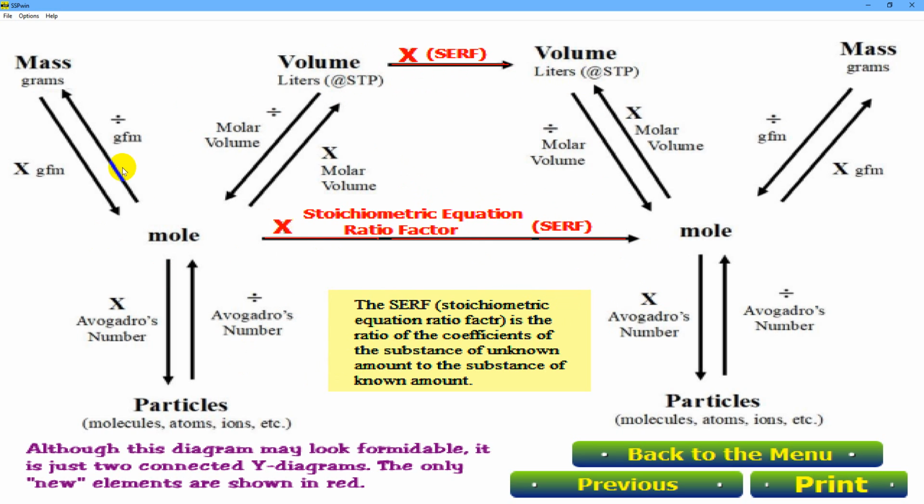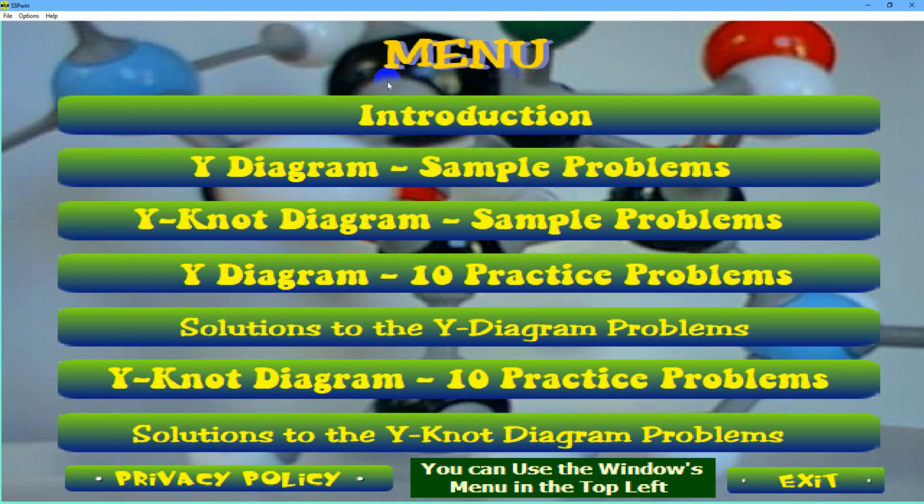And this does not mean these are reactants on this side and products on that side. This could be a product, this could be a reactant. You're just going from what is known to what is unknown. And even though it may look kind of complicated, once they have the Y diagram memorized, then the other side is just the Y diagram again, but it's flipped so the two volumes are opposite each other and connected by the factor, the ratio of the coefficients. Okay, back to the main menu.